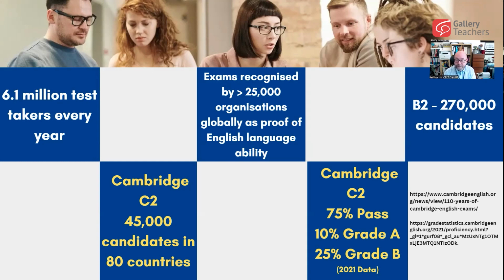But interestingly, the pass rates, I think, are surprisingly high, possibly because these are very highly motivated, determined, and already successful language learners. They've made it to C1 and above. So there's something like a 75% success rate in the exam. Remember, this is Cambridge C2, not all proficiency level exams. And of those 75% who pass, 10% get the highest grade, grade A, and a further 25% get grade B.